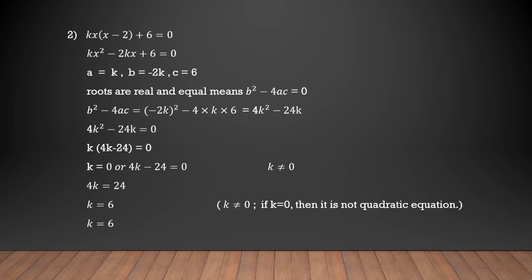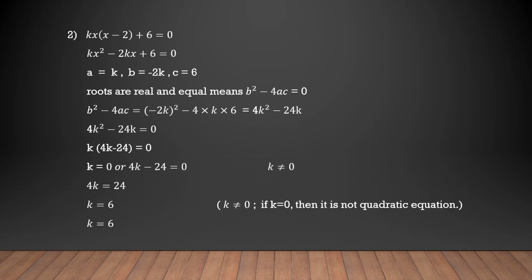So either k is equal to 0 or 4k minus 24 is equal to 0. So we solve this. 4k minus 24 is equal to 0. So 4k is equal to 24. So k is equal to 24 by 4, which is 6. So the value of k is equal to 6.